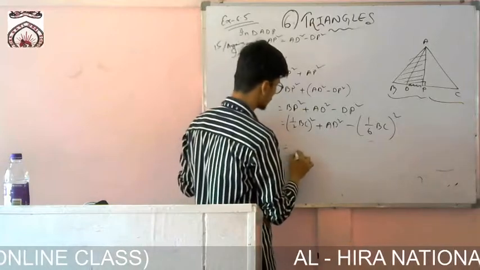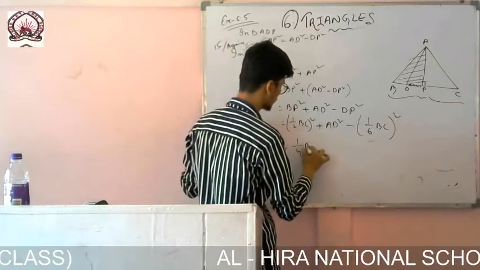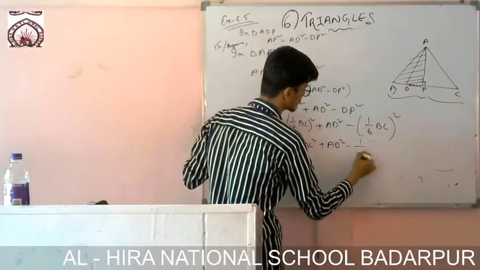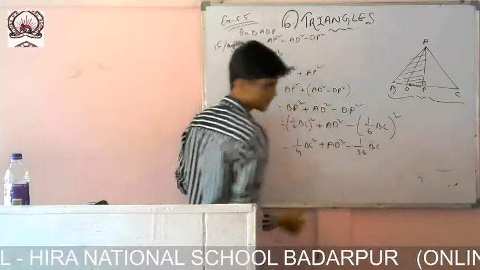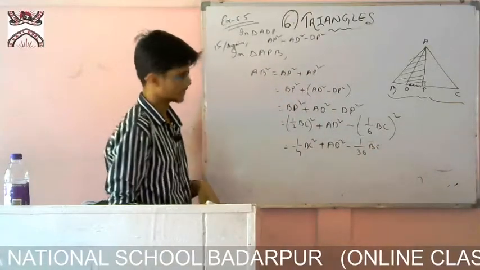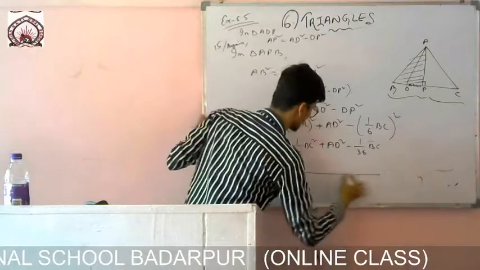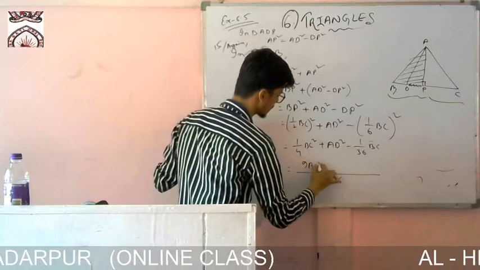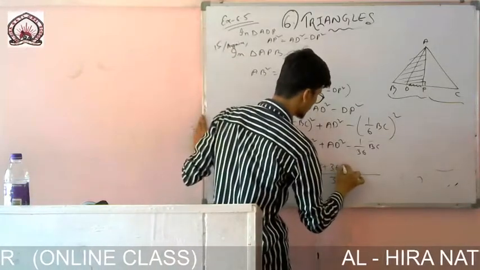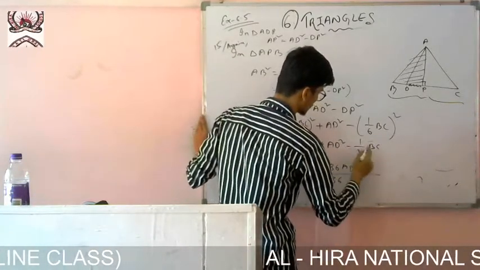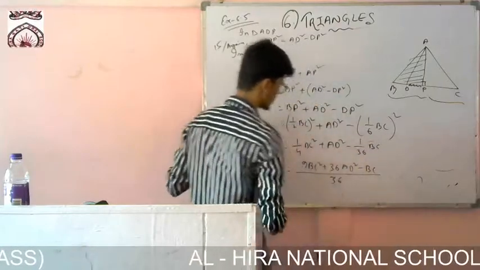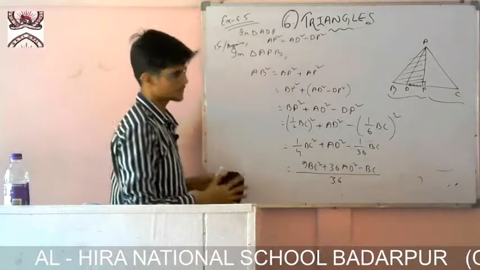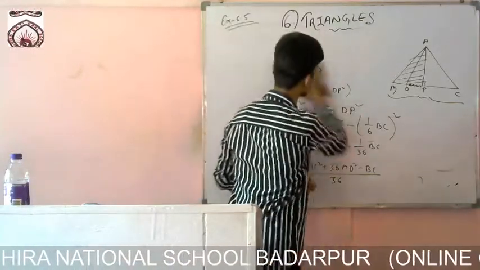If I go on solving, it is coming 1 by 4 BC square plus AD square minus 1 by 36 BC square. If I go on taking the LCM, 36 will be the LCM. So it will come 9 BC square plus 36 AD square minus BC square, over 36. After that only 2-3 lines are left.